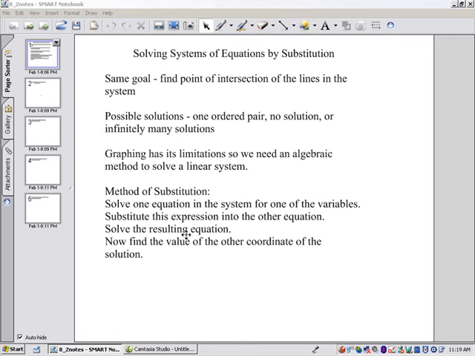The method of substitution has a few steps that we're going to go through. The first step is that we will solve one equation in the system for one of the variables. Then we'll substitute this expression into the other equation, solve that resulting equation, which will now be just one single variable, and then find the value of the other coordinate of the solution.